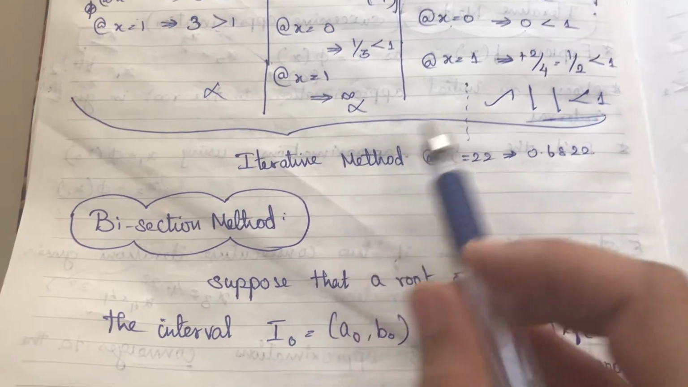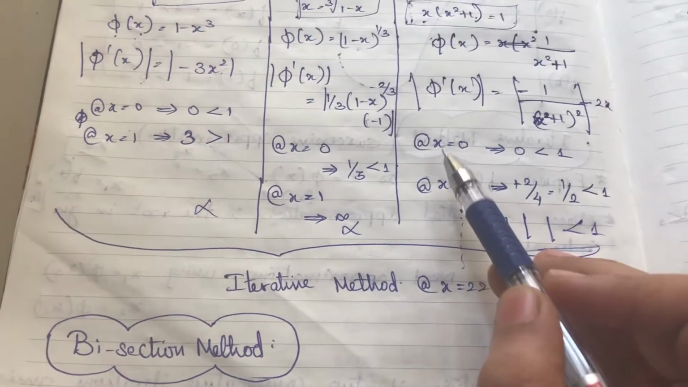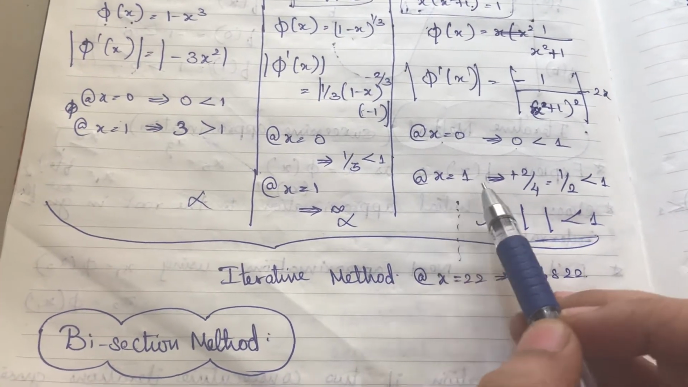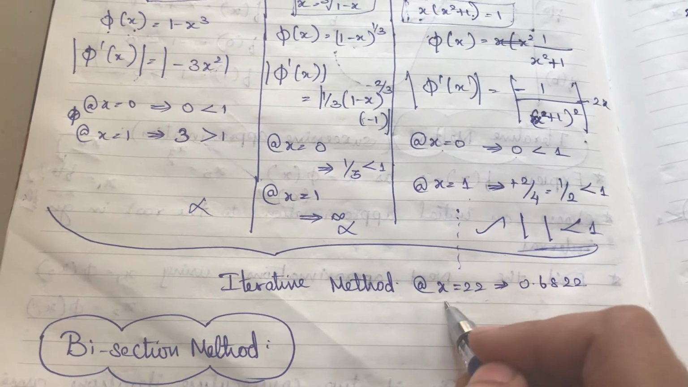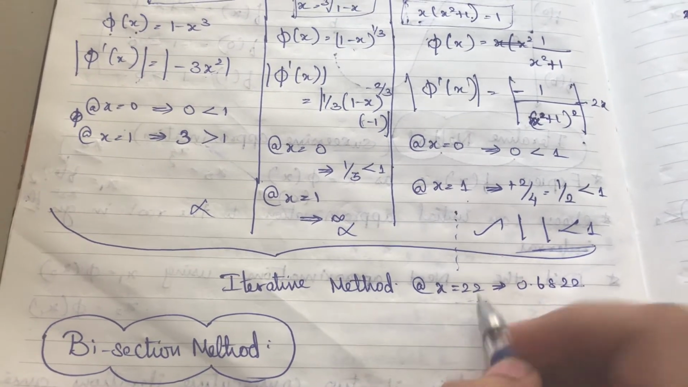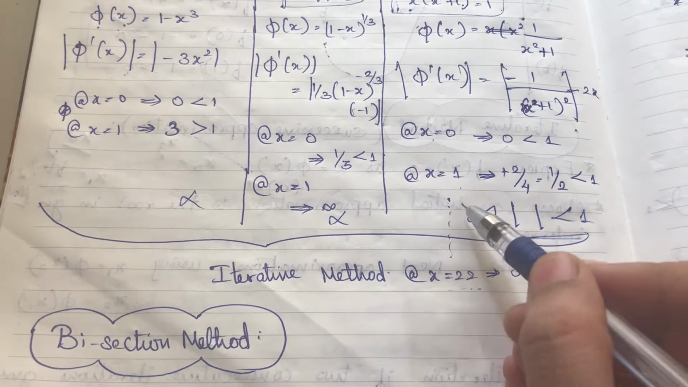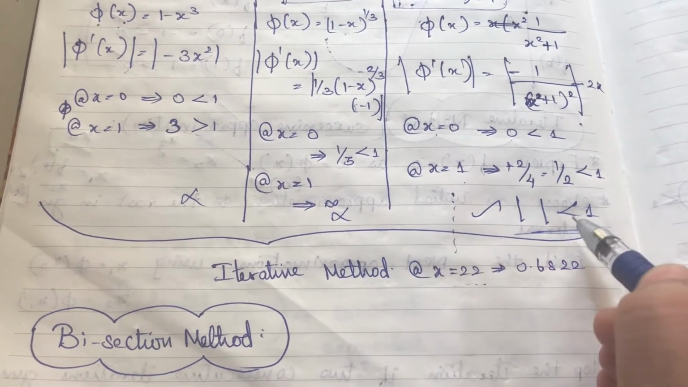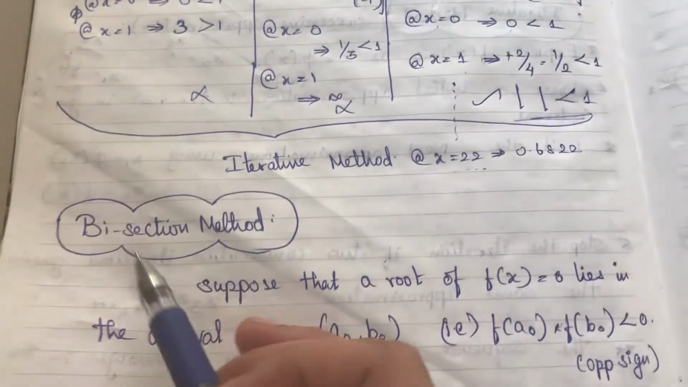Next, the iterative method. Here I am applying x equal to 0 and 1, and you can apply up to x equal to 22. This is called the iterative method. Just bring this value and substitute here, and again take the new value and substitute it in the function. You will get up to the end.